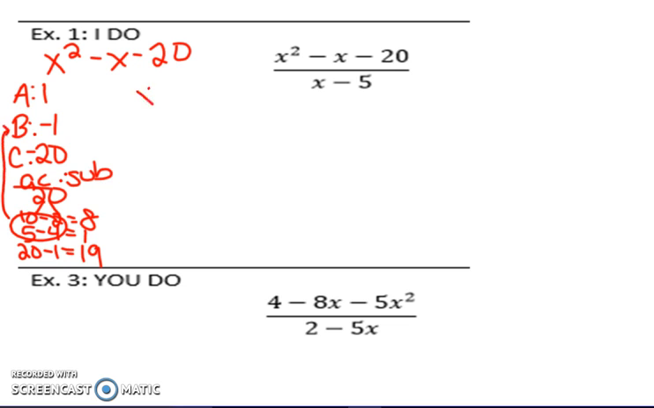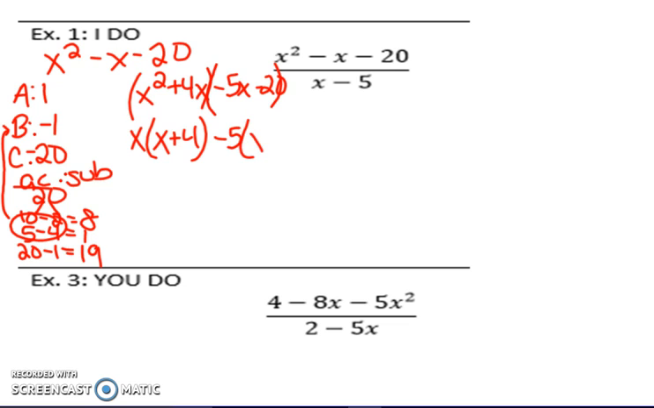I'm going to have x squared plus 4x minus 5x minus 20. That way I still get my negative 1x out. I'm going to group them together, pull out an x, and I'm going to pull out a negative 5 here so that my parentheses still match. So my final answer becomes x plus 4 and x minus 5.